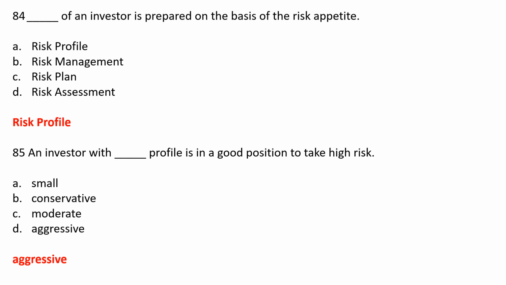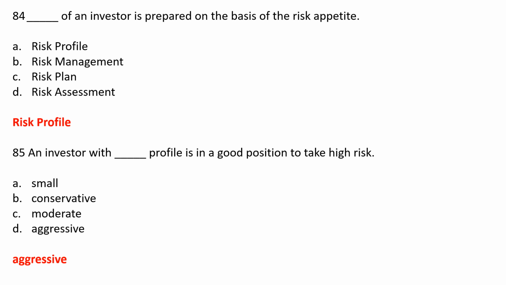Dash of an investor is prepared on the basis of the risk appetite. Option A, risk profile; option B, risk management; option C, risk plan; option D, risk assessment. The correct answer is option A, risk profile. The risk profile of an investor is prepared on the basis of the risk appetite.